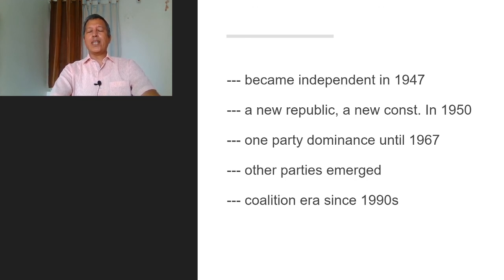We have seen there are 7 countries in South Asia, and we have discussed the political systems and the way these systems evolved in this region of South Asia.